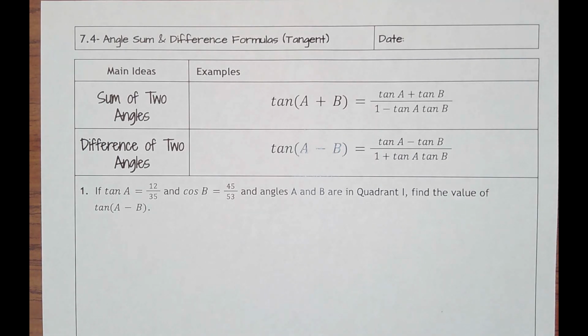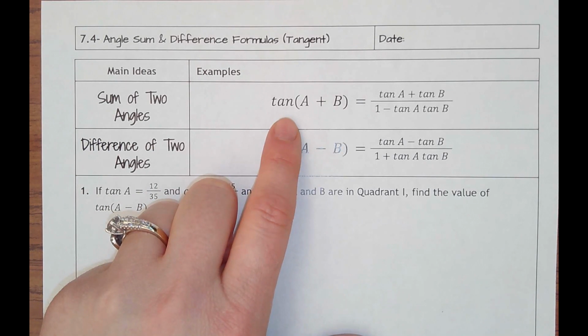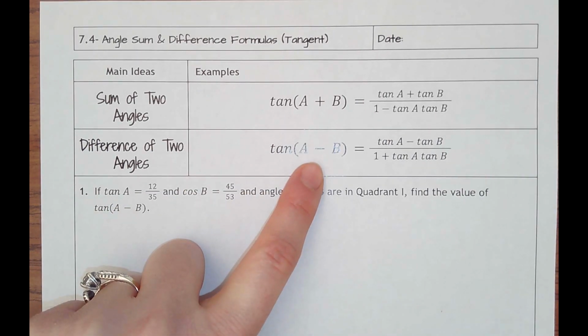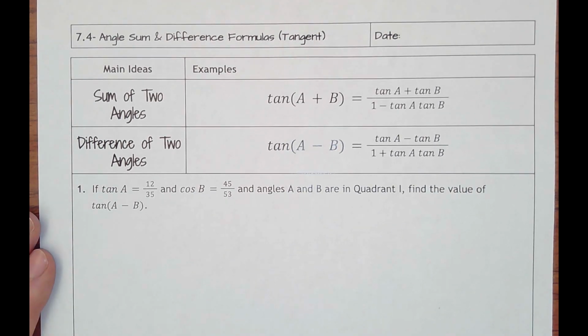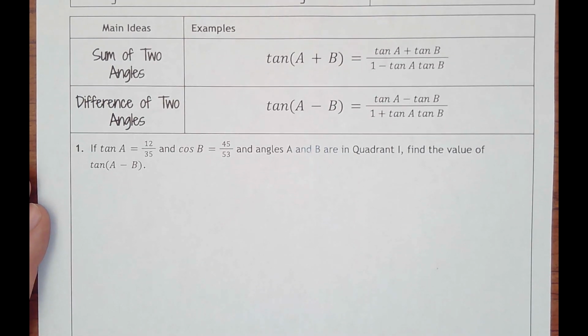Lesson 7.4, angle sum and difference formulas, but this time it's just with tangent. You'll either have addition of two angles, where it says find tangent of A plus B, or subtraction of two angles, tangent of A minus B. We're only going to do one problem because this is just a formula: figuring out what fractions need to get plugged in, and then doing it all on your calculator.